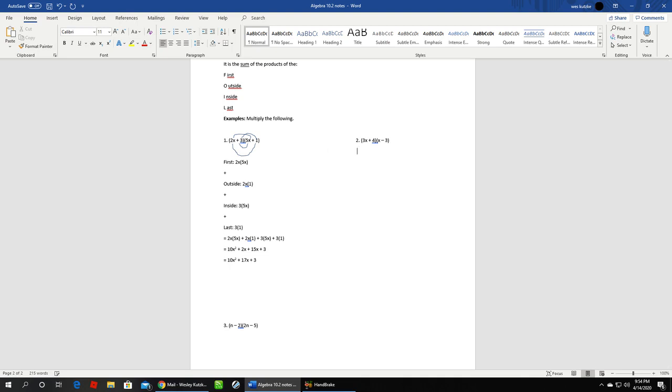So first, 3x and x are the first ones, so we're going to write that. 3x times x plus, because it's the sum, and then we do the outside. So 3x times negative 3 plus inside 4 times the x plus, and then you just do the last. And then that would be the 4 times the negative 3. So again, don't forget when it has a minus sign, that stays with the term after it. Write the equal sign here. And then simplify it.